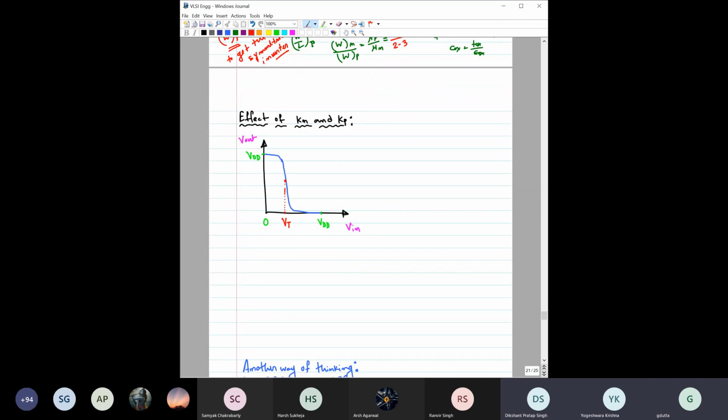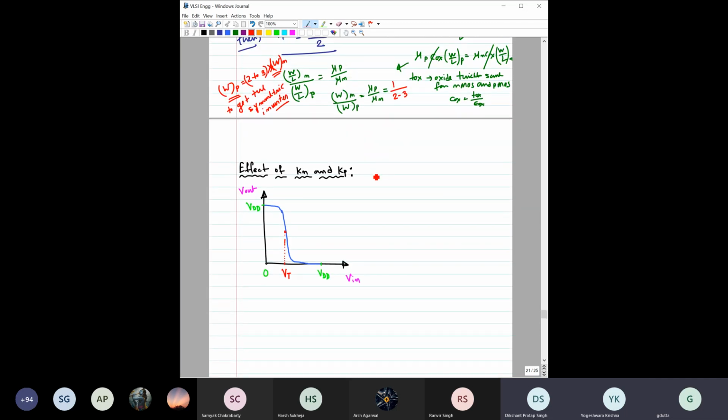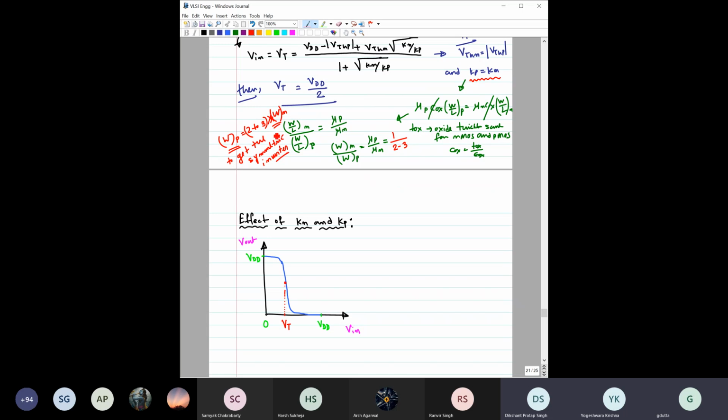Now let us come to here. Then what is the effect? You have understood that in order to get the symmetric inverter, you need the condition Kp equal to Kn. But suppose you don't want to make a symmetric inverter, but just want to see the effect of Kp and Kn on this voltage transfer characteristic. Can you give me some explanation? Say I want to make Kn by Kp higher. Any guess what will happen to this VTC?